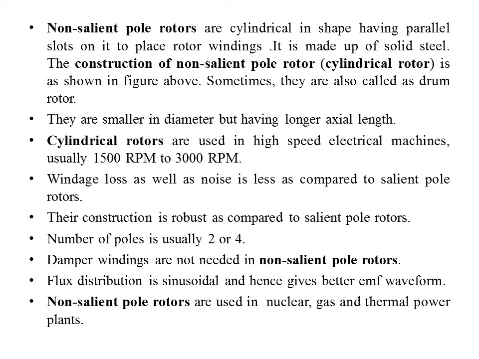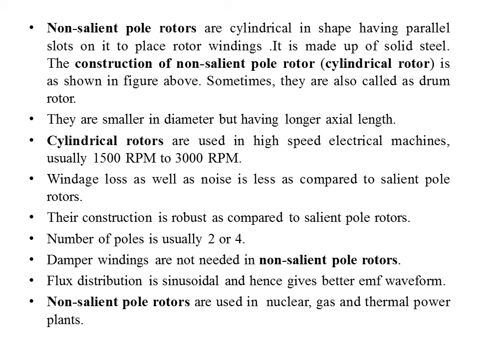They are smaller in diameter but have larger axial length. Cylindrical rotors are used in high-speed electrical machines, usually 1500 rpm to 3000 rpm. Windage loss as well as noise is less as compared to salient pole rotors. Their construction is robust as compared to the salient pole rotor. The number of poles is usually 2 or 4. Damper windings are not needed in the non-salient pole rotor. Flux distribution is sinusoidal and hence gives a better E.M.F waveform.